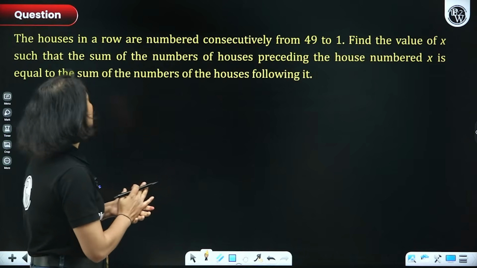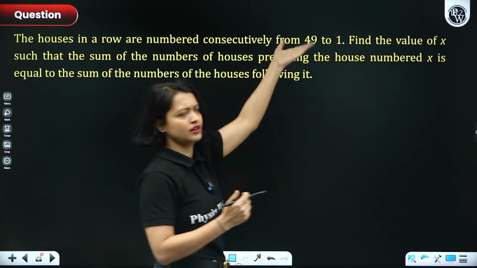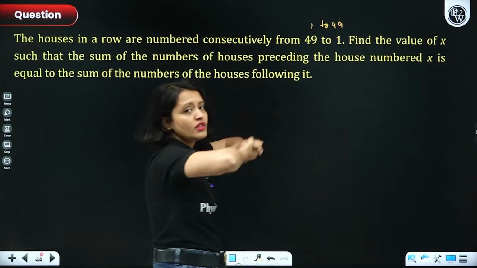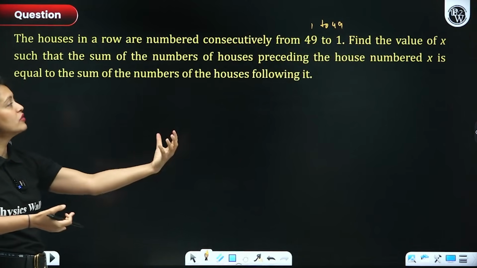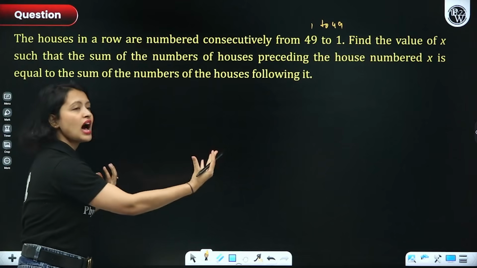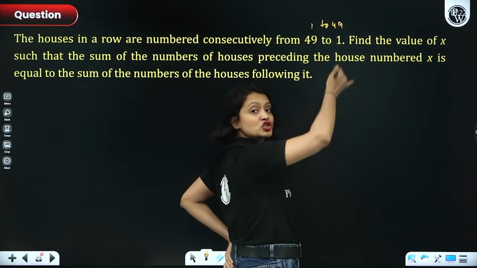The houses in a row are numbered consecutively from 1 to 49. Same thing, we say 49 to 1, 1 to 49, same thing. Find the value of x such that the sum of numbers of houses preceding the house number x is equal to the sum of the numbers of the houses following it. So, what do you mean by that? What does this question mean?